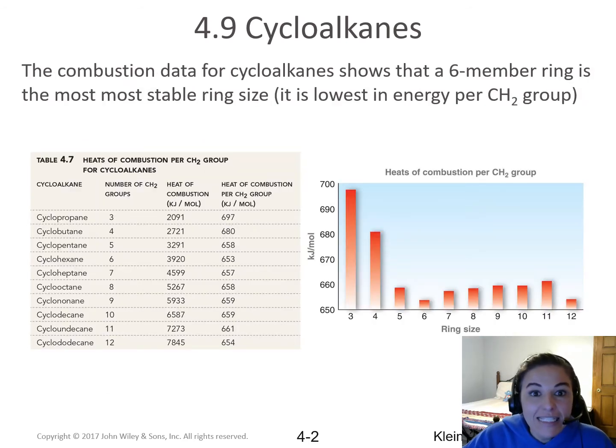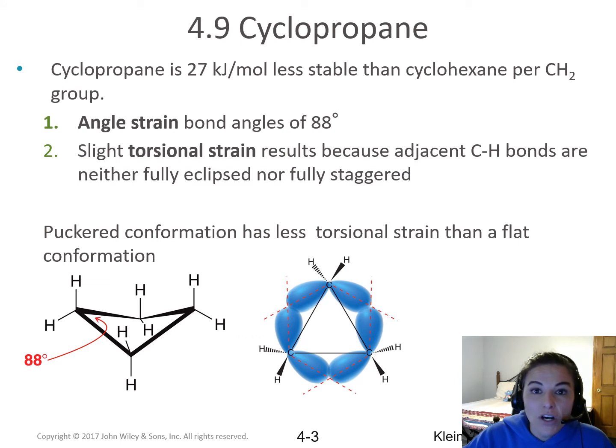In reality, six-membered rings are exceptionally stable and very commonly found in nature. 5-carbon rings and even 3-carbon rings are more commonly found than other rings, but they are not as common as the 6-membered ring. And we're going to spend a lot of time talking about that 6-membered ring in the next set of slides. Okay, we'll start with the 3-membered ring, cyclopropane.